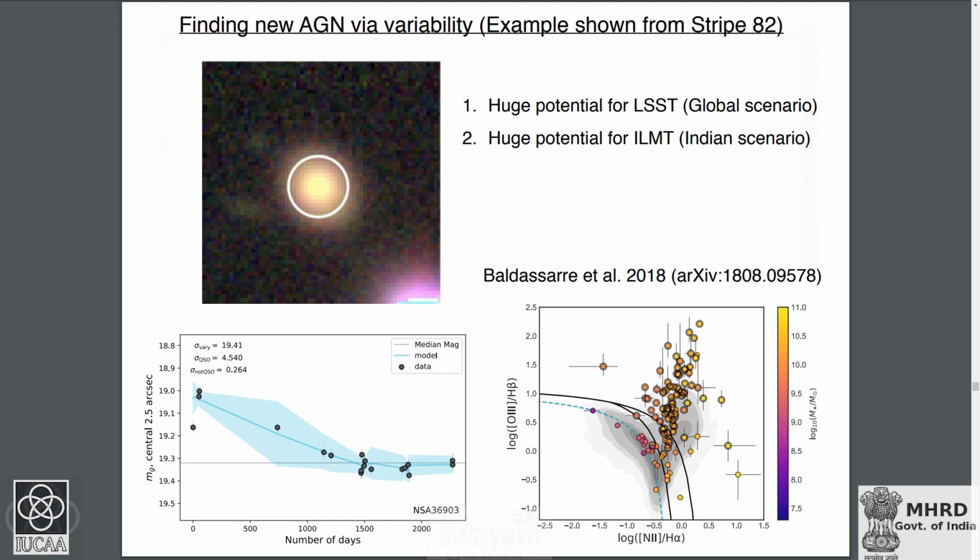What is shown on the top is the image of a typical new quasar identified by this method. What is shown on the bottom left panel is the light curve coming from this new quasar, and what is shown on the right panel is the position of the source in what is called the BPT diagram. From this diagram one can tell whether the source is an AGN or whether the source is powered by starburst.